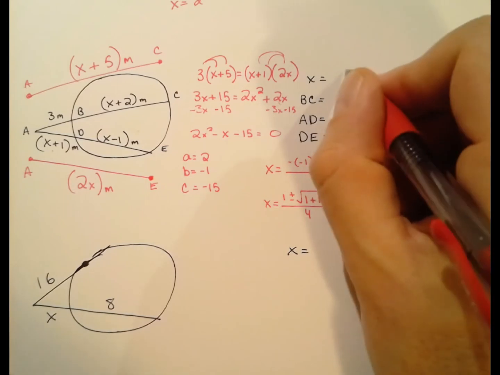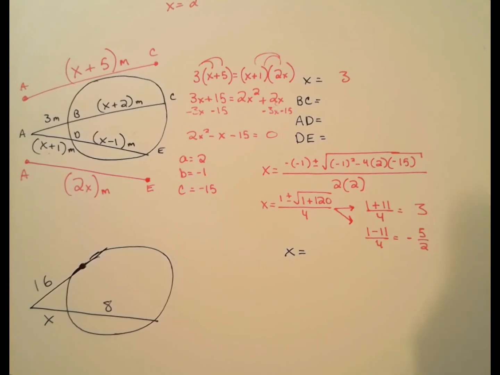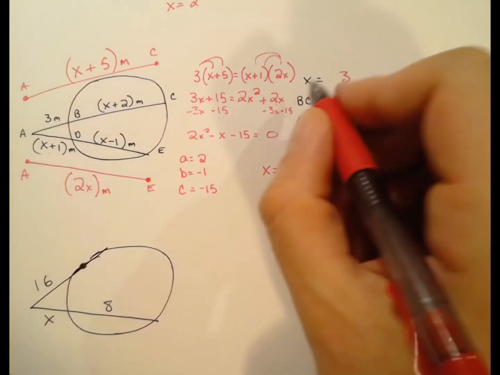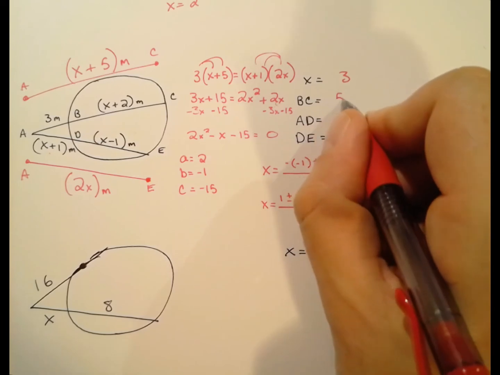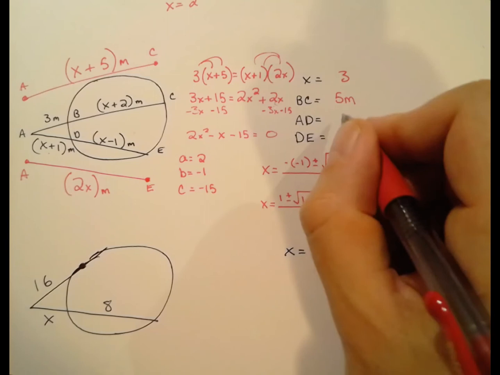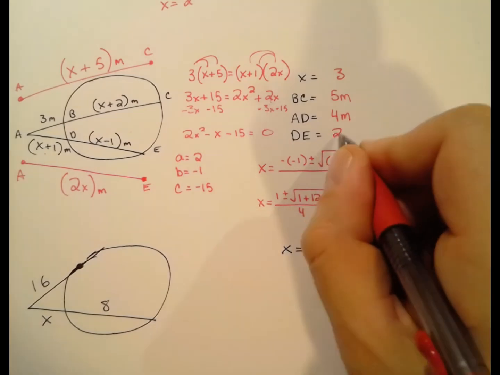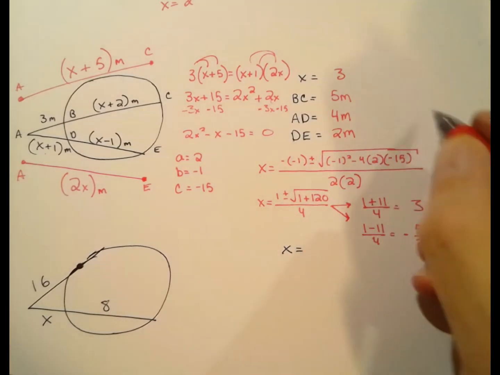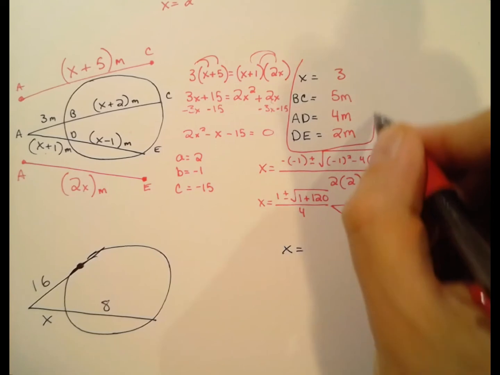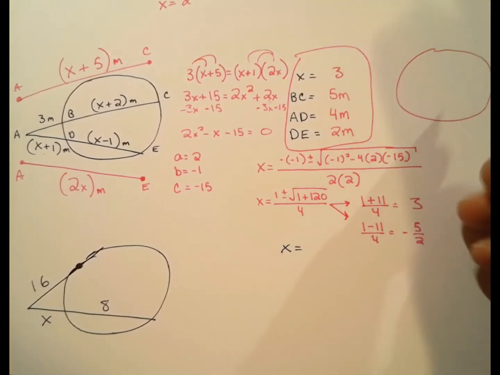So the only value that we're going to use for this problem is the value of 3. That's going to make BC equal to 5 meters. AD is going to equal 4 meters. And DE is going to equal 2 meters. Just like I did in the last problem, just a quick little check to show that the theorem is working.